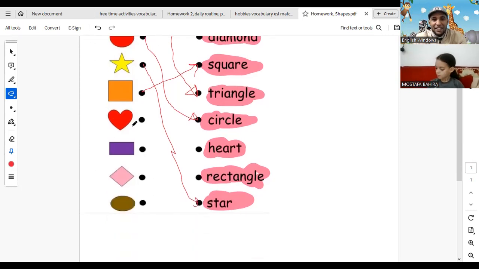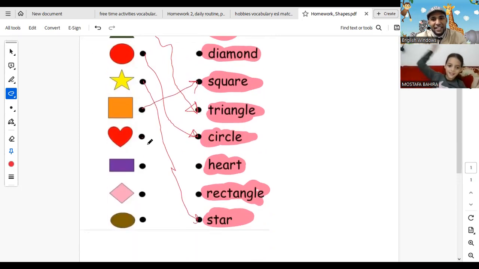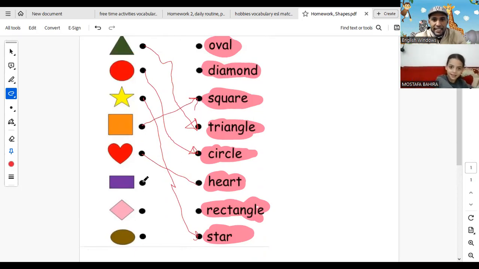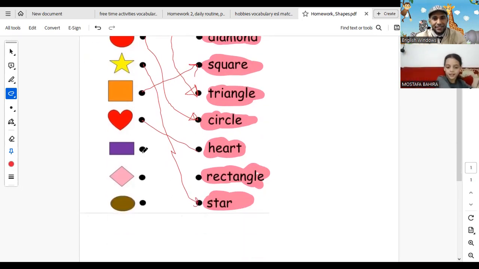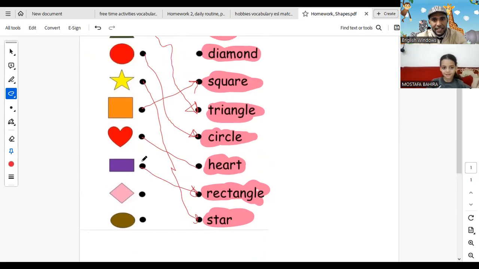Very good. Now, let's see the heart. What's the name of this, your favorite shape? This is the heart. I know you know it very well. It looks like the hearts that we have here, Amira. It beats boom, boom, boom, boom. That's the heart that we have. Now, what about this one? Is it oval, diamond, or rectangle? Rectangle. Very nice. That's a rectangle. Good job. What about this one? Is it oval or diamond? Diamond. Yes, that's a diamond. Great. It looks just like the diamond, the jewelry that we have.